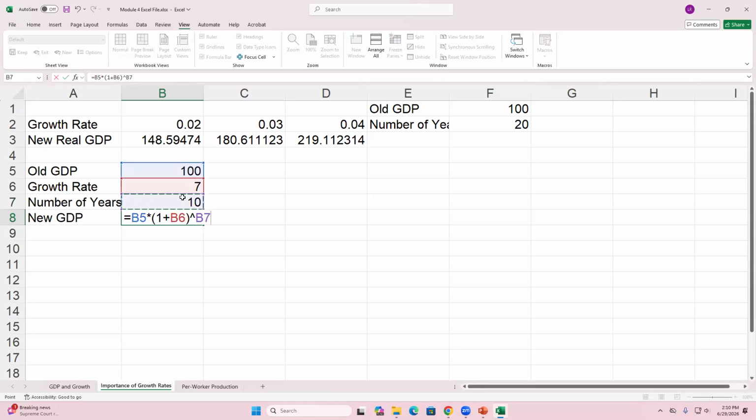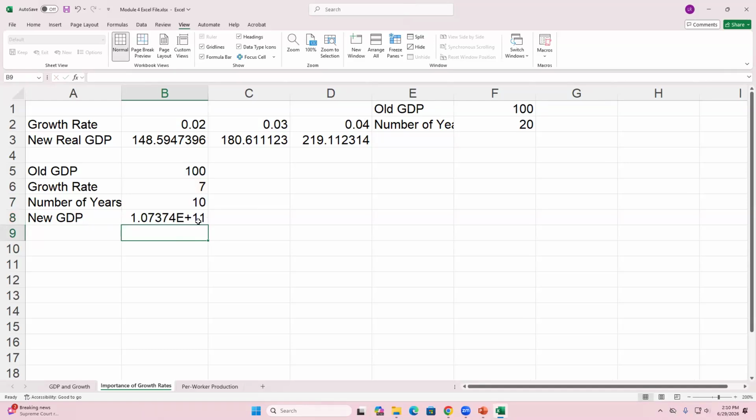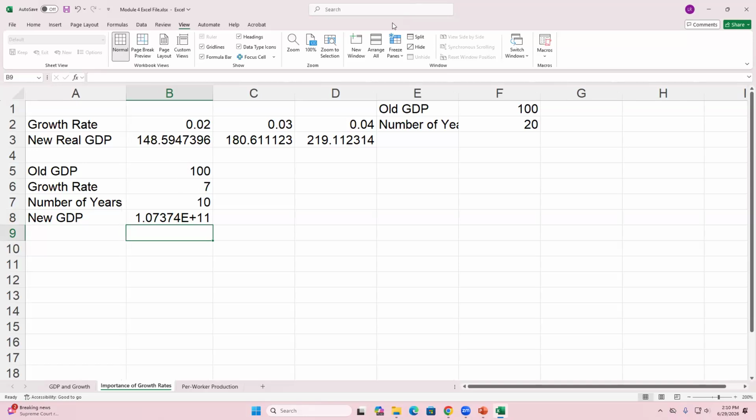Now, if I hit enter here, holy cow, the GDP e to the 11 means move that decimal 11 places to the right. There's no way my GDP grows by that much. It's because when we're using that equation, I mentioned this on Friday, we need to make sure that we're using the decimal form of that growth rate. So if I've got a growth rate of 7%, I would divide that by 100 to get it in decimal form. I need to be using the decimal form of the growth rate when I'm using this equation. There, I get something that's a little bit more reasonable. After 10 years at a constant growth rate of 7%, my new GDP almost doubles.